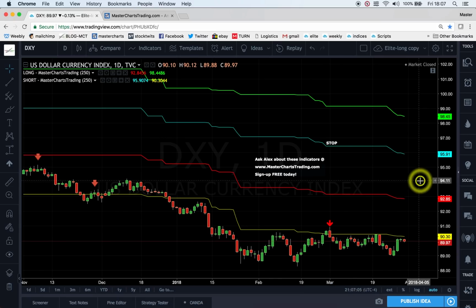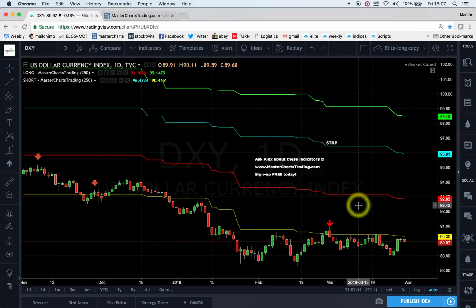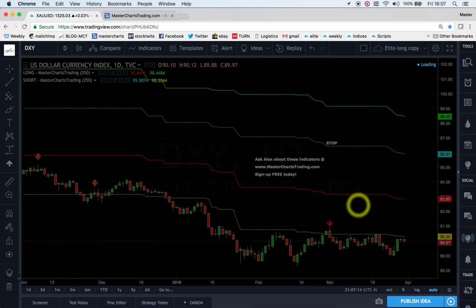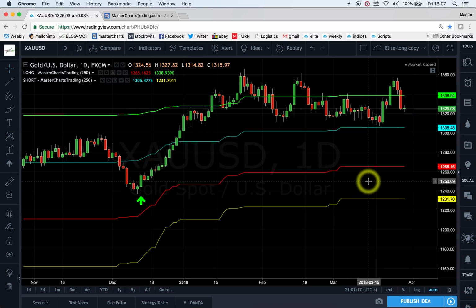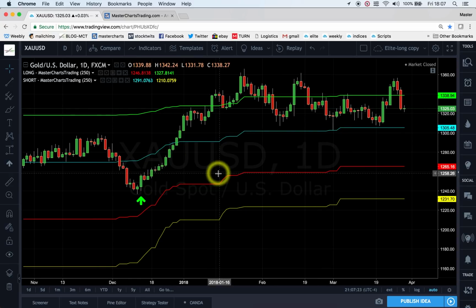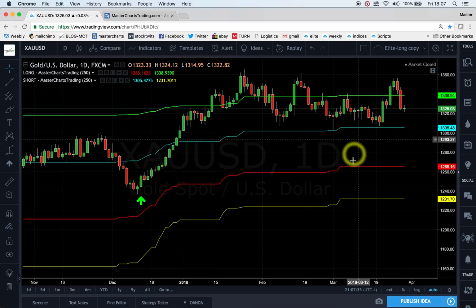Now the dollar seems to be wanting to go higher. It is pressuring gold, but not as much as I would be expecting. You can see that this is XAU USD, gold and paper gold, and these are almost fresh highs for the move. So the chart here is still bullish.